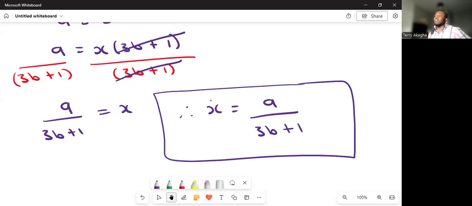I'm going to go to the next video, and we're going to talk about how do we make the subject of a formula with brackets and fractions. So now in this case, not just only do we have fractions, we have brackets and fractions. So how do we go about it?